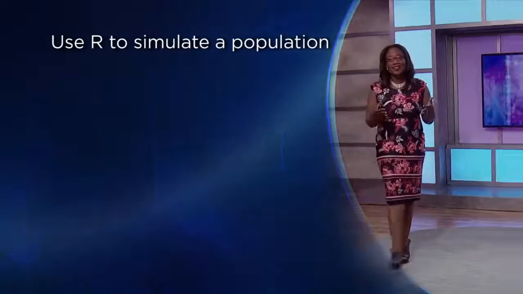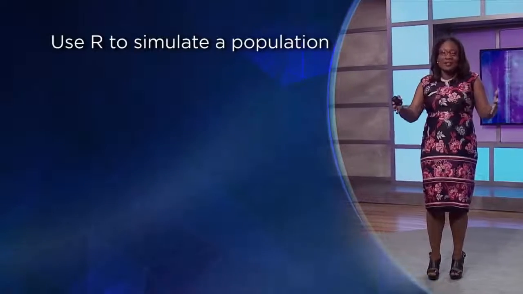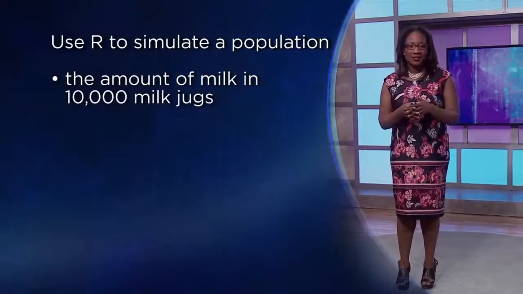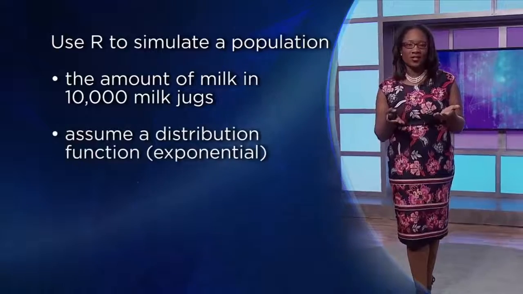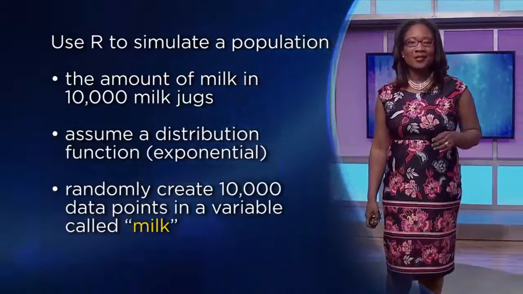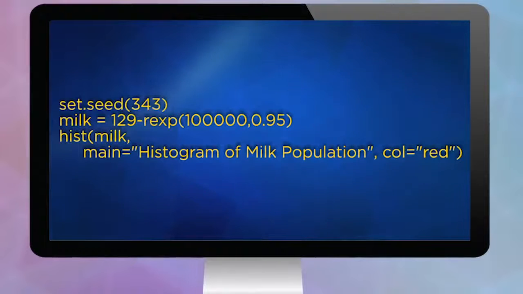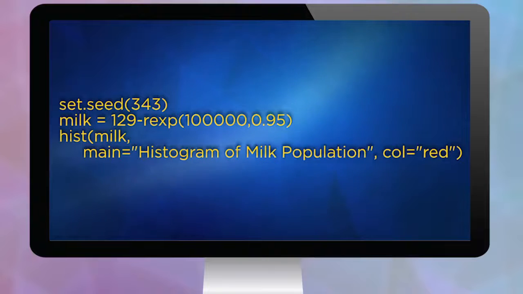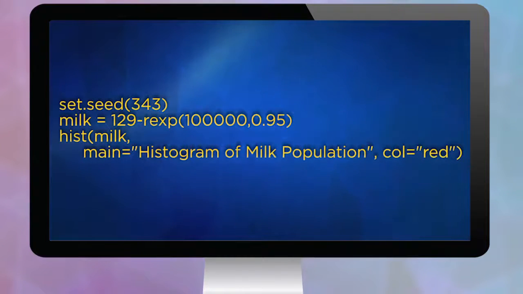Now, we can actually use R to simulate that population: the entire population of the amount of milk in, say, 10,000 jugs. We've got to assume some distribution function, and we're going to randomly create 10,000 data points in a variable that we assign milk. Here's how we do that in R. First, we use the set.seed command to create a fixed starting point for the random number generator. Now, the number 343 has no meaning. It could have been any integer value, but using it lets you reproduce the same results that we have here. Milk equals 129, and then I'm going to subtract random variables from the exponential distribution. So I'm going to subtract exponential random variables, and that's going to be my milk data set.